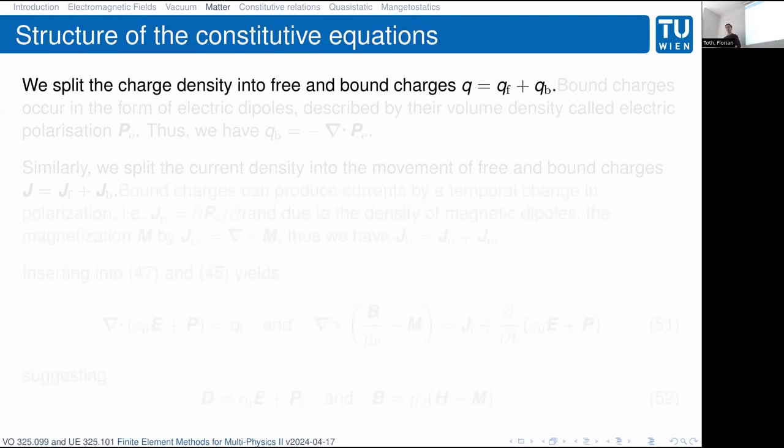Now, when we go into matter, we don't want to prescribe or describe all charges individually. So we want to find suitable constitutive relations. And it turns out not every form of the constitutive equation makes sense physically. There's a specific form that is consistent with Maxwell equations. And this form you can obtain by splitting the charge density into free charges and bound charges. So bound charges are the ones that are not free to move, and the free charges are the remaining ones.